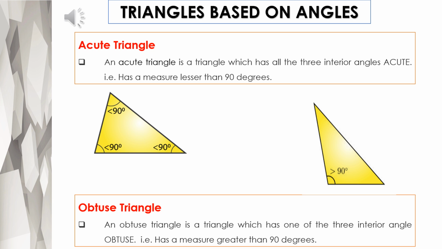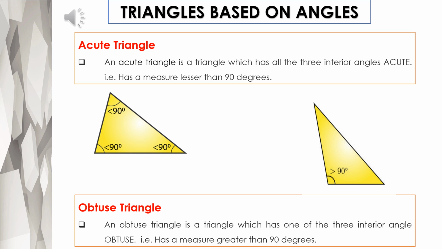Now let me take you through triangles based on angles. Okay? First one is acute triangle. An acute triangle is a triangle which has all the three interior angles acute. That means has a measure less than 90 degrees, as you can see in the figure.